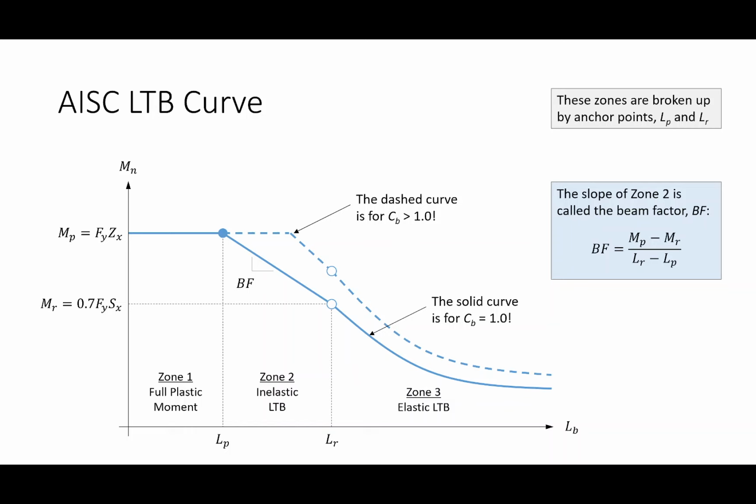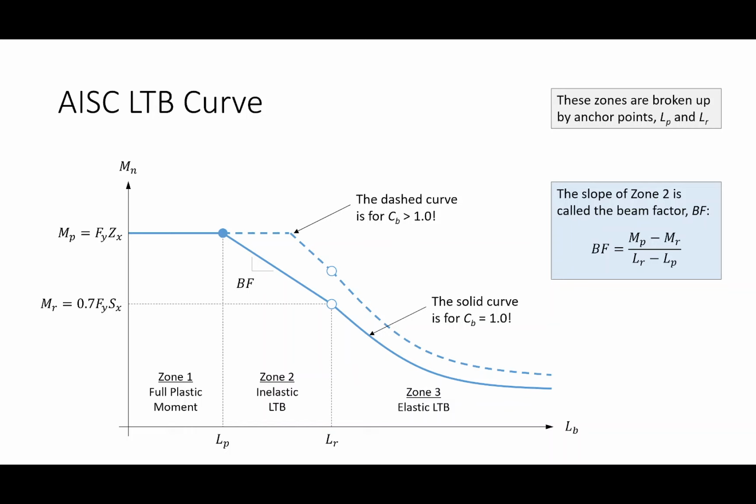So, for example, if LP is 8 feet and LR is 15 feet, what you would do is look at your LB. So if LB is, say, 10 feet, that's zone 2. I mean, hopefully that's pretty straightforward. Okay. Now, what I want you to do for starters is focus on the solid line. Don't focus on this dash curve, because I'm going to talk about this dash curve here in a bit. Just ignore the dash curve. Let's focus on the solid line. Let's talk about zone 1.